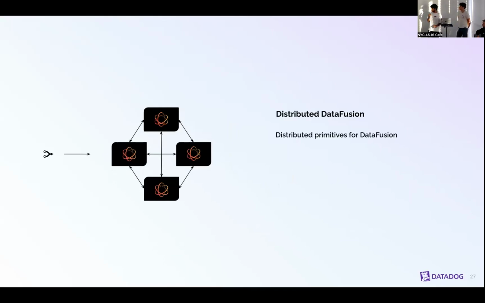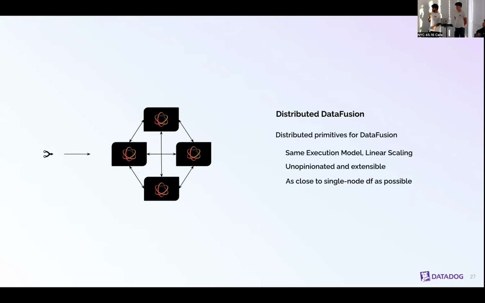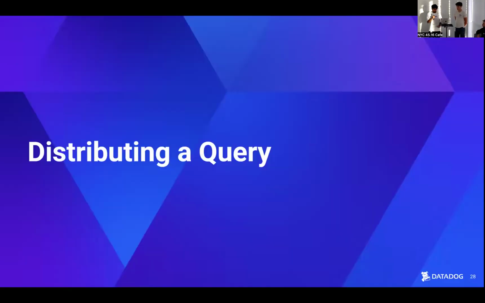Firstly, we're a library. It's distributed primitives for DataFusion. It's not an out-of-the-box product. We use the same execution model, and we aim to achieve linear scaling with the number of cores. We're also unopinionated and extensible, and we're more or less trying to be as close to single node DataFusion as possible, taking the same plans, using the same features, and running them in a distributed environment. Now I'm going to hand it off to Gene, who's going to talk about exactly how we do that.